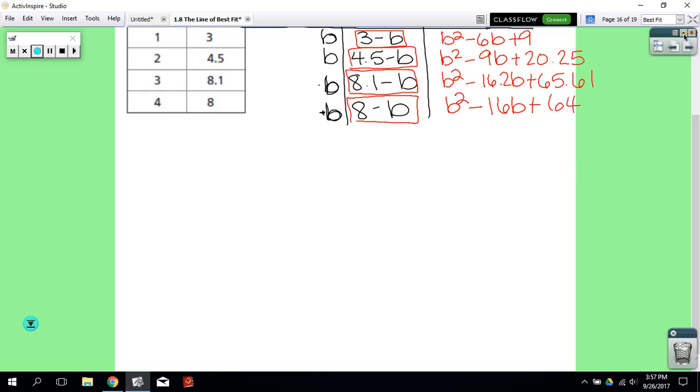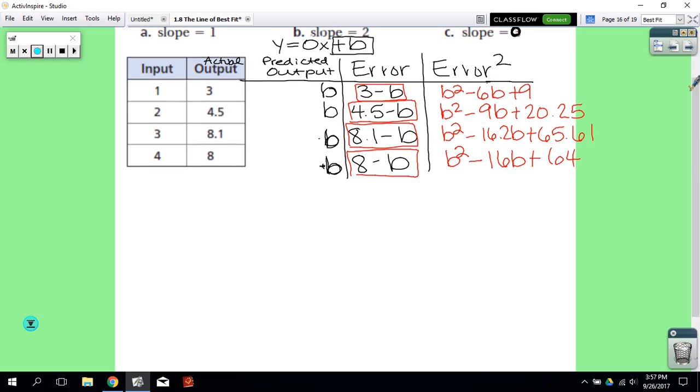Alright, and then I'm going to scroll up so that we can get back up to this one. So now, all we have to do is just add our columns. Okay, so b squared plus b squared plus b squared plus b squared is 4b squared. 6 plus 9 is 15. 15 plus 16 is 31. 31 plus 16 is 47, so minus 47.2b. And then if we add all these together, I believe it gives us 158.86.